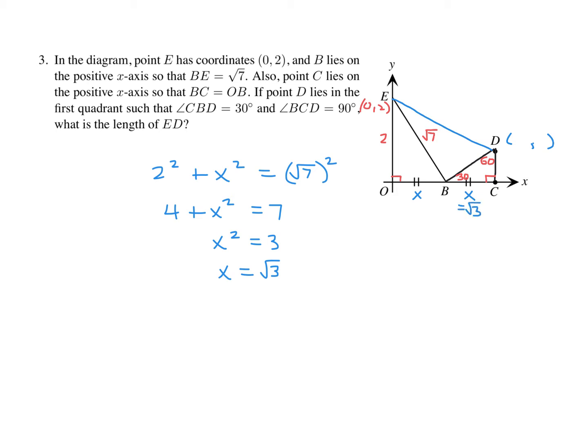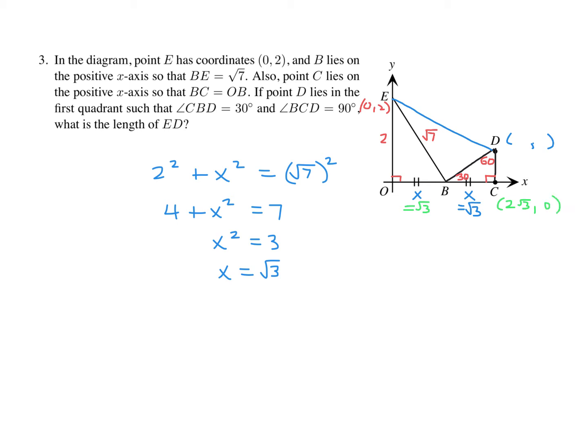So then now we can use that 30, 60, 90 triangle to figure out the other two sides, I should say. We really only need to figure out, I think, this side. Because if this is root 3, and this is also root 3, that means the x-coordinate of D is 2 root 3, right? Because the x-coordinate of C is 2 root 3.